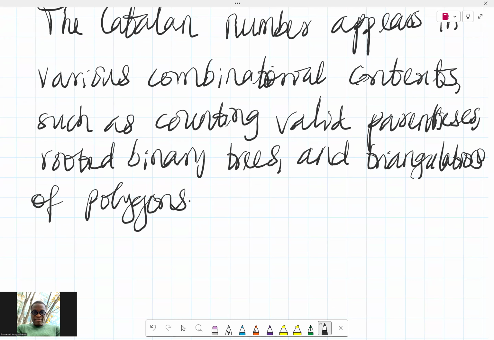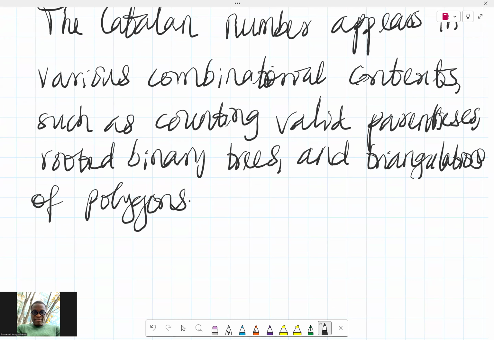Okay, now the Catalan numbers can be defined recursively as C naught equals 1. That's the first term. And C n plus 1 is the summation from i equals 0 to n of C i times C n minus i, where n is greater than or equal to 0.